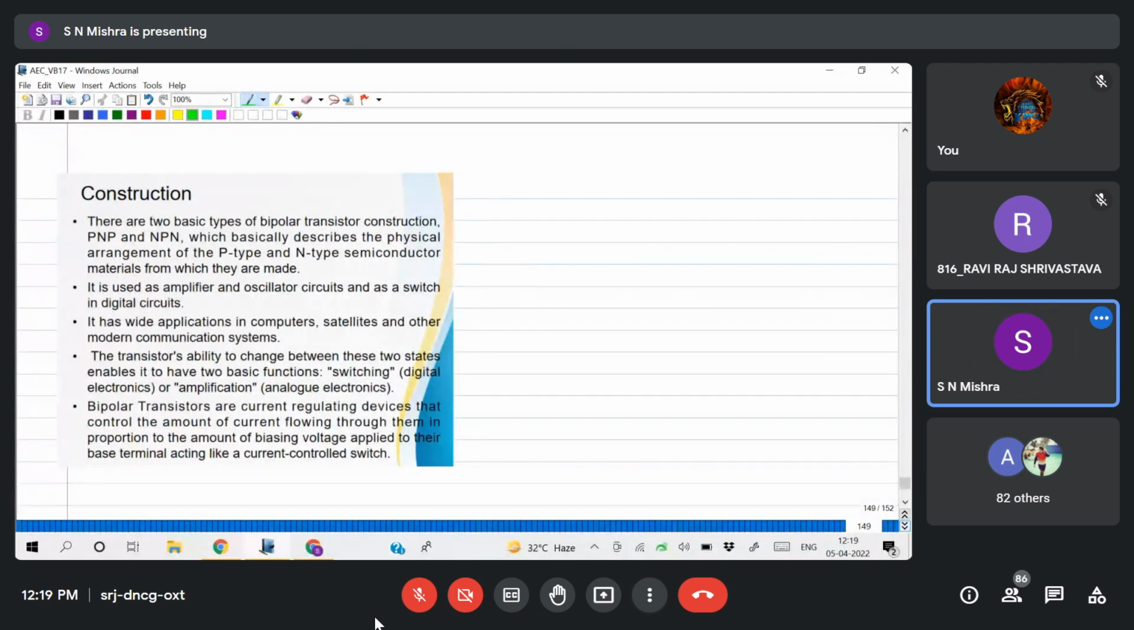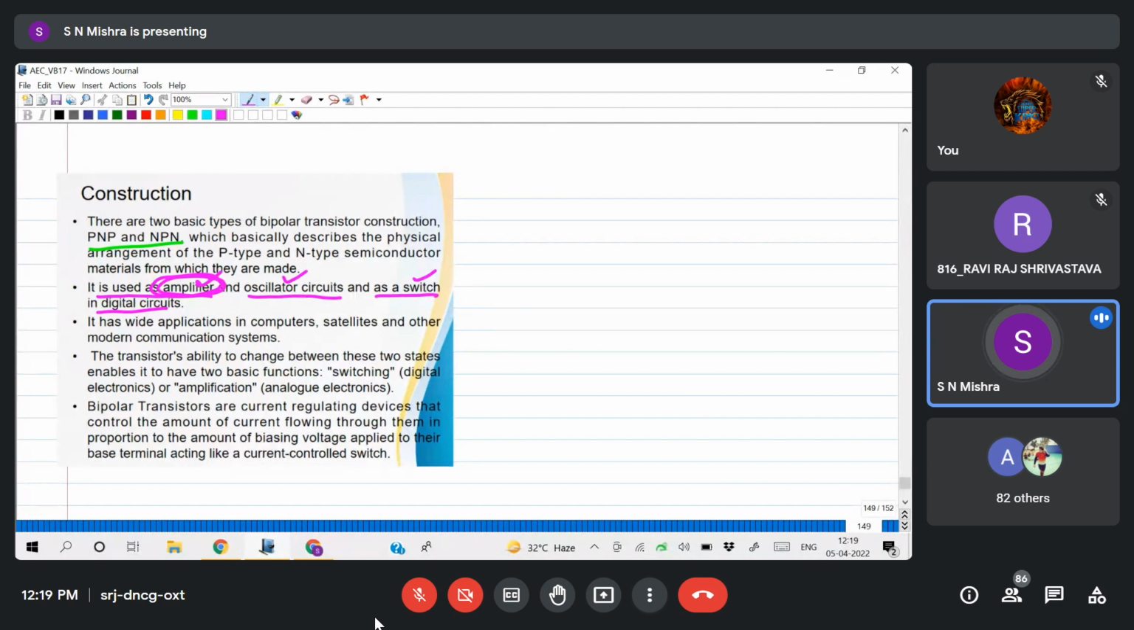Now, what are the applications? This PNP transistor I have already explained to you. It is used in amplifier and oscillator circuits. It can also be used as a switch in digital circuits. So amplifier, oscillator, switch, you can use this transistor, but mostly we use it as an amplifier. Any electronics device we are using now requires amplification.